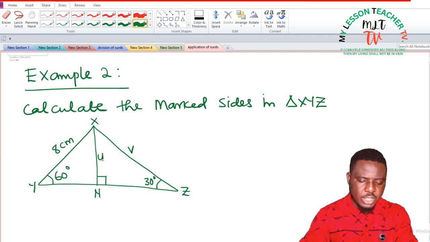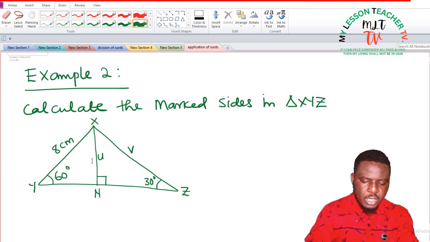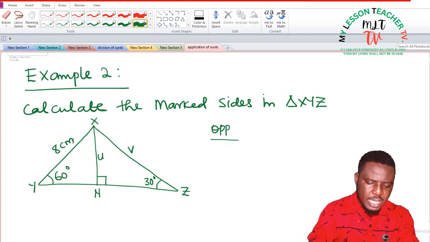So we ought to get U first, which aids us in getting V. So let's get the relationship between U, 8 centimeters, and 60 degrees. Now, this is 60 degrees. U is said to be the opposite side to 60 degrees. So I'm going to say opposite divided by, while 8 cm is said to be the hypotenuse because it's said to be the longest side of triangle XYZ.